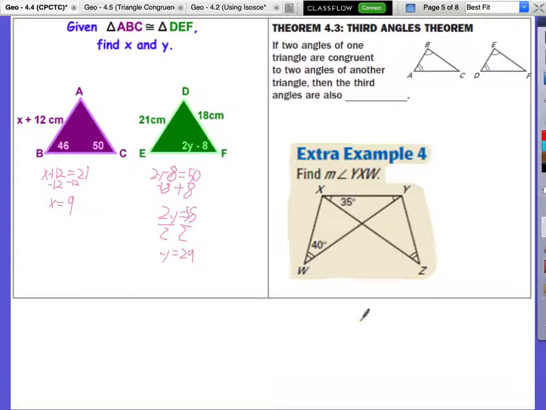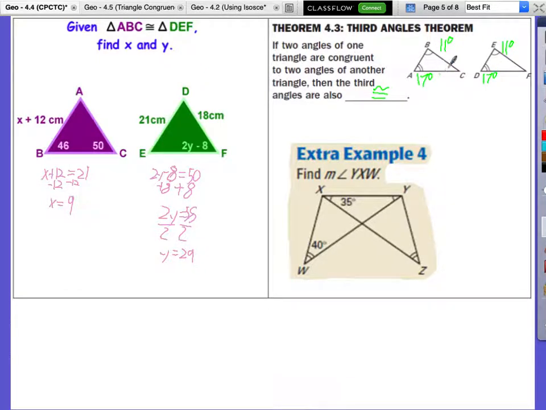So, third angles theorem. If two angles of one triangle are congruent to two angles of another triangle, which is what we have here, then the third angles are also congruent. Now let's think about that for a second, okay? If these two have the same measure, and these two have the same measure, let's just give them some random numbers. Someone give me a measure for angle B. 11, okay? Someone give me a measure for angle A. 17, okay? So angle E is 11, the same as B, and angle D is 17, okay?